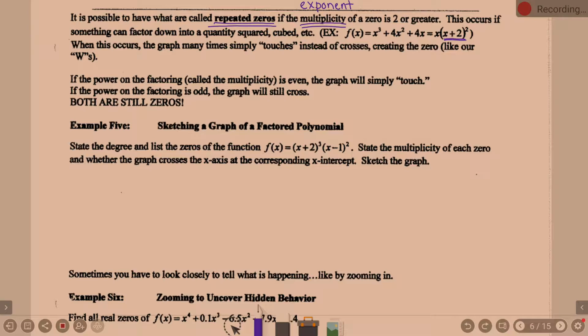Meaning, a lot of times we just have a single parenthesis, right? It's just an x minus 3 and an x plus 2 and an x. Well, in this case, if it was x plus 2 quantity squared, because this power is greater than 1, so that multiplicity is greater than 1, instead of crossing through the x-axis there, it might just touch it and go back to where it came from. Okay?